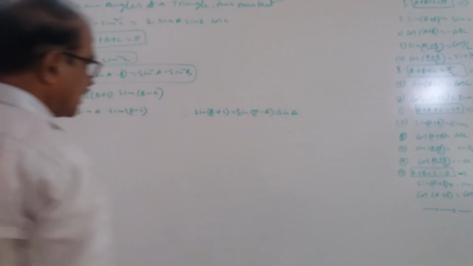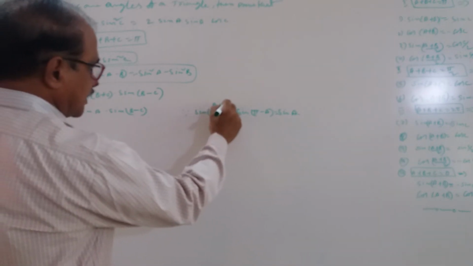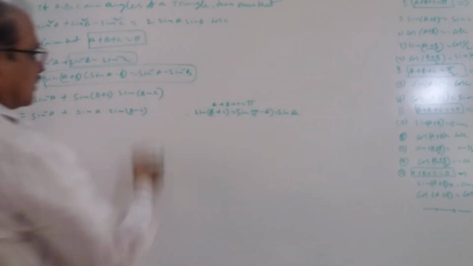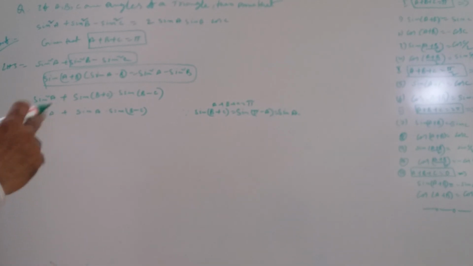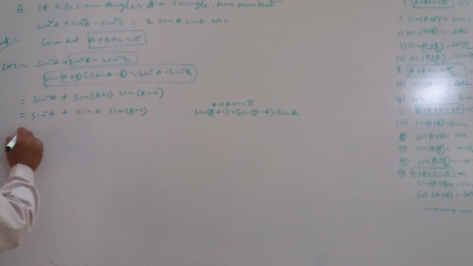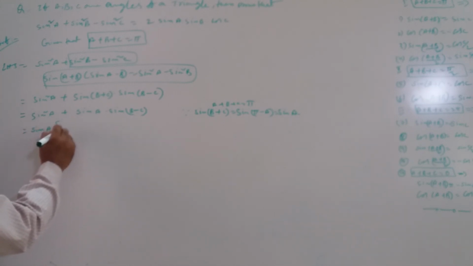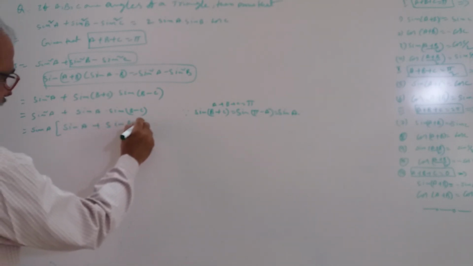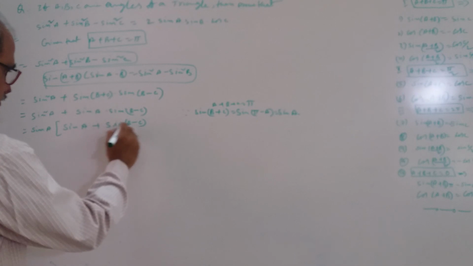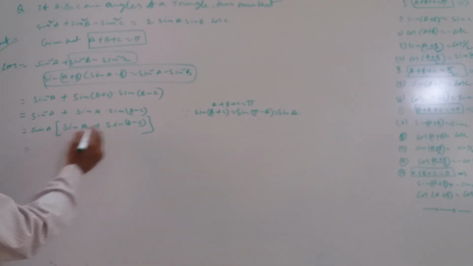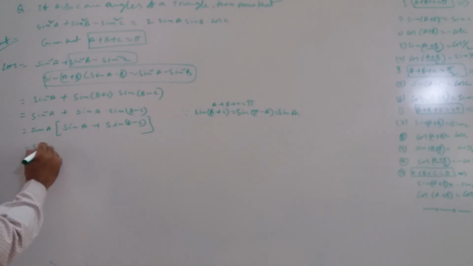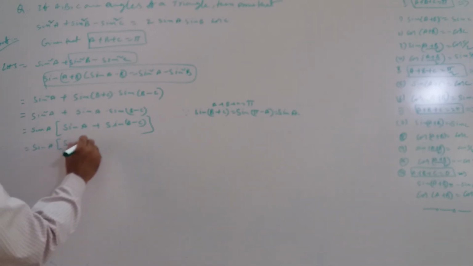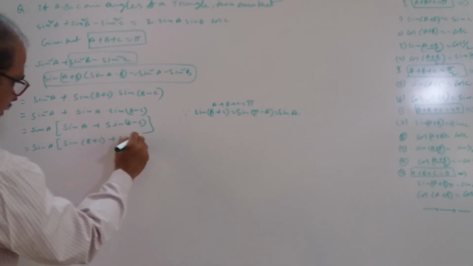By using this relation, since A plus B plus C is equal to pi, sin (B plus C) is equal to sin (pi minus A), which is equal to sin A. By taking sin A as common, this becomes sin A times, the remaining is sin (B minus C). Again we use the relation: sin A into, this can be written as sin of (B plus C) plus sin of (B minus C).